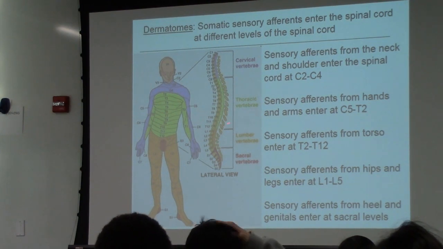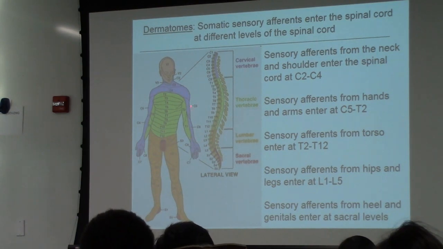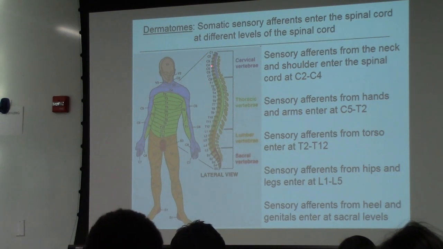Right? So that's where those neurons enter. And sensory afferents from the hands and arm, so I'm not talking about shoulder here, so let me do this again. Neck and shoulder, C2, C3, C4. Hands and arm are from C5 to T2. So those afferents are entering in this region of the spinal cord. And then they're going up to the brain, either having crossed over if they're pain and temperature, or not if they're touch, pressure, position.